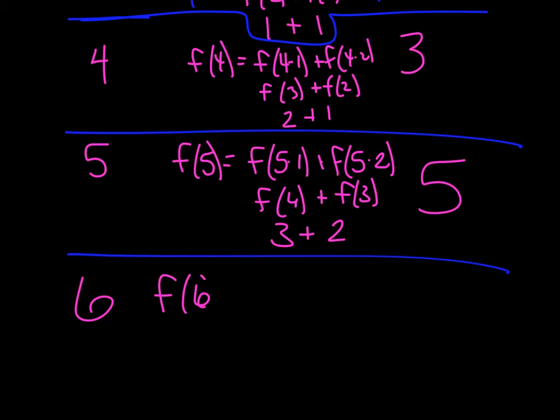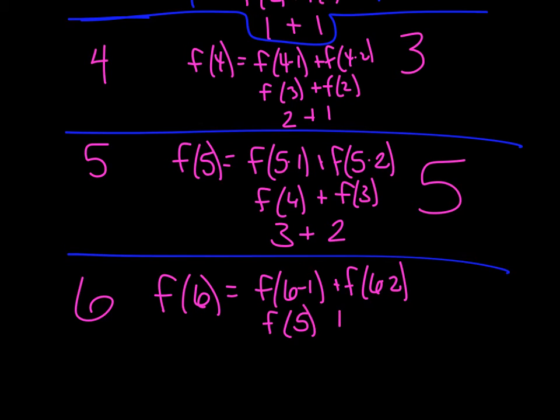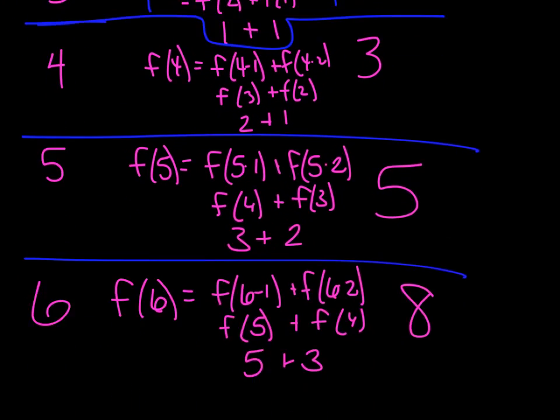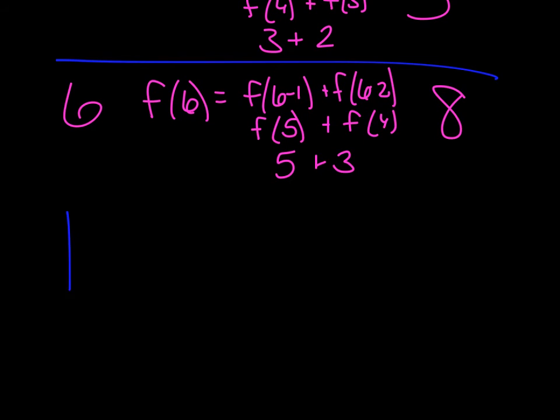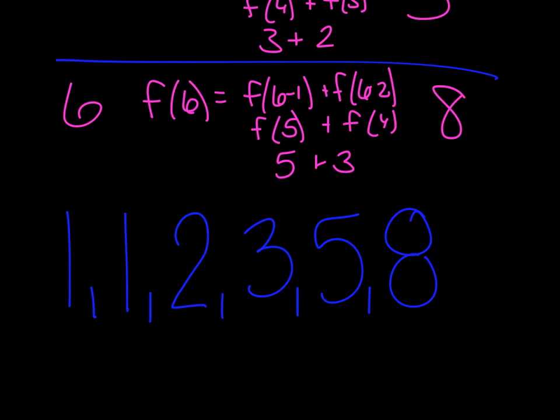6, let's see, so f of 6 is equal to f of 6 minus 1 plus f of 6 minus 2. So that's f of 5 plus f of 4. So that's going to get me 5 plus 3, which is 8. So now here's the really cool thing about the Fibonacci sequence. Let's go ahead and write them out. I had 1, 1, 2, 3, 5, 8. So go ahead and write this out with me. 1, 1, 2, 3, 5, 8.